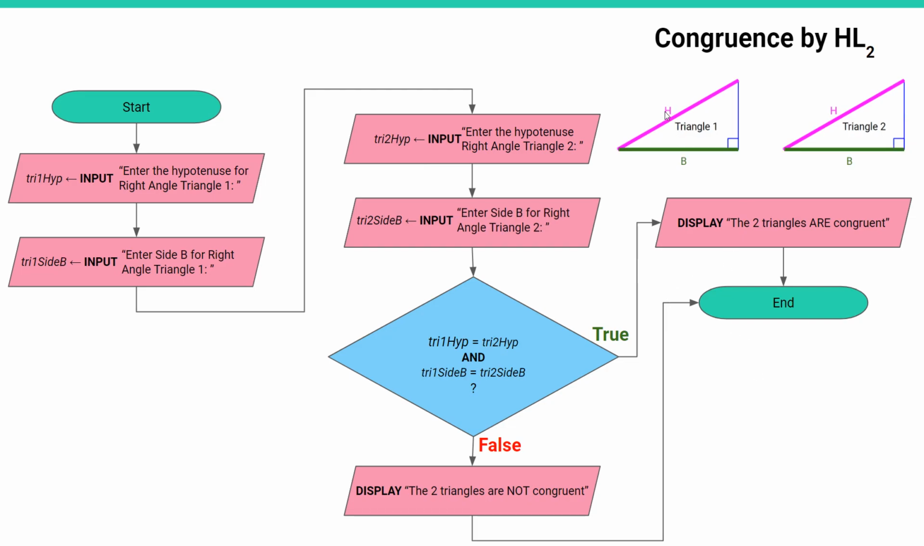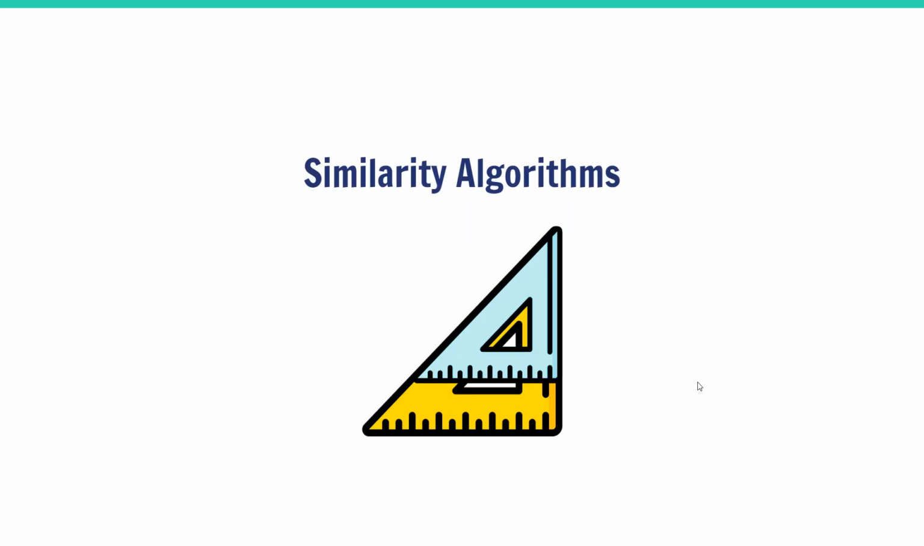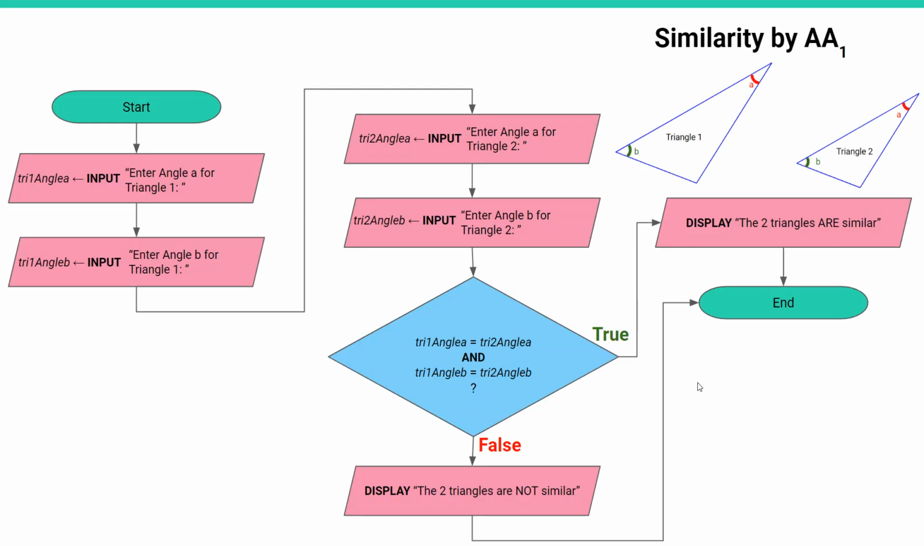The other combination is hypotenuse and side B. So similar type of thing, but different variables, and we're asking for different pieces of information, but we're doing the comparison and the same type of determination results. So the similarity algorithms look pretty similar to the congruence algorithms. So we're going to walk through the different types of rules as well.